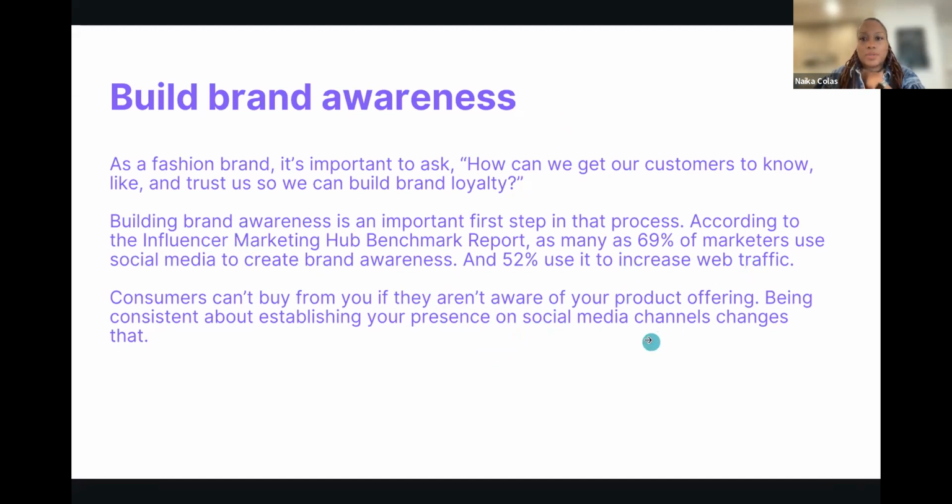So how are you attracting consumers? According to the Influencer Marketing Hub, each year they do a benchmark report. As many as 69% of marketers use social media to create brand awareness.